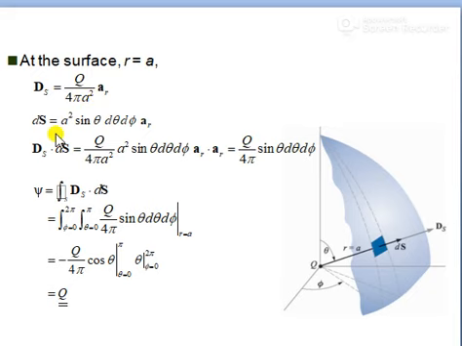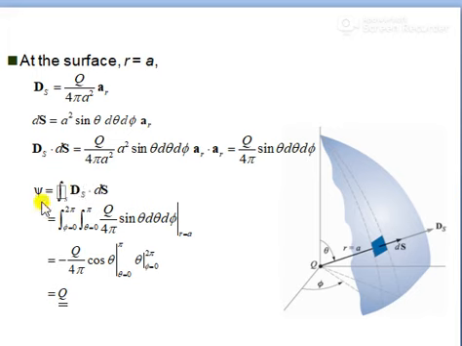Now what will be dS? dS is a square sin theta d theta d phi aR, because it is along the direction of aR, it will have the surface value this much. Now we want to know the charge enclosed, so therefore we want D dot dS. So D is this and dS is this one.